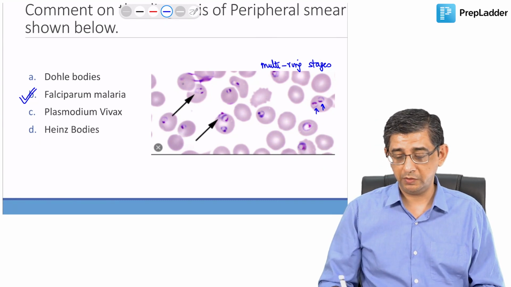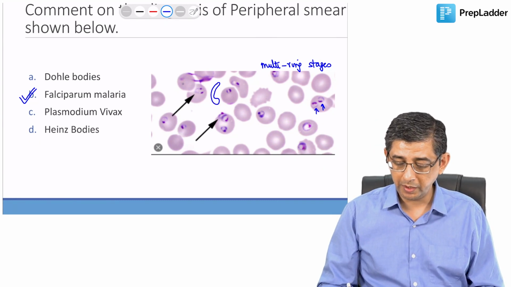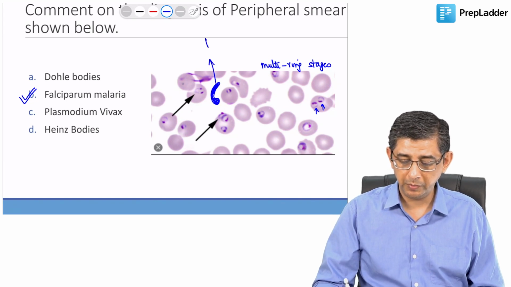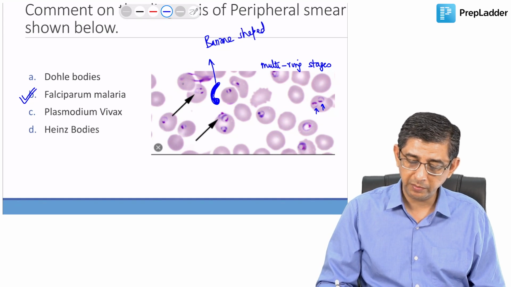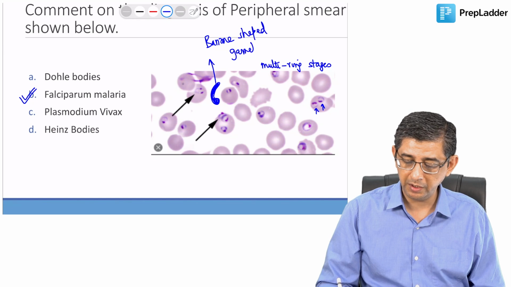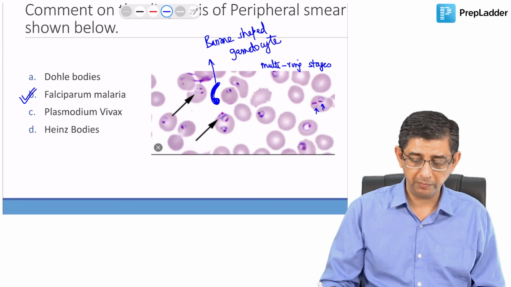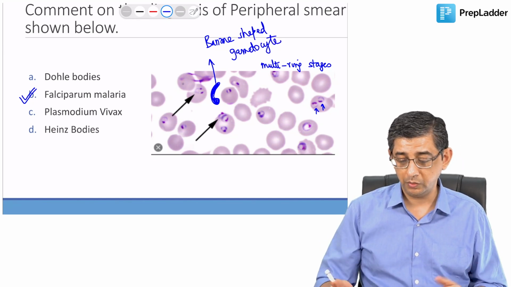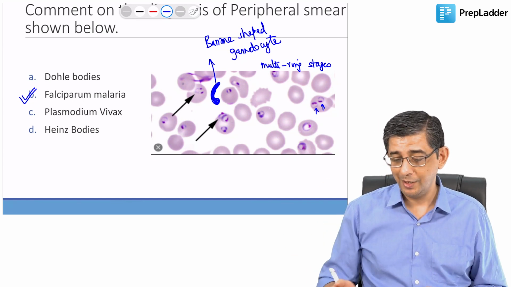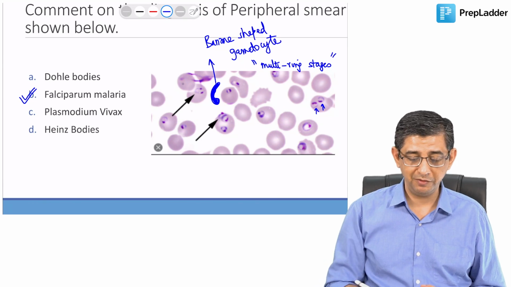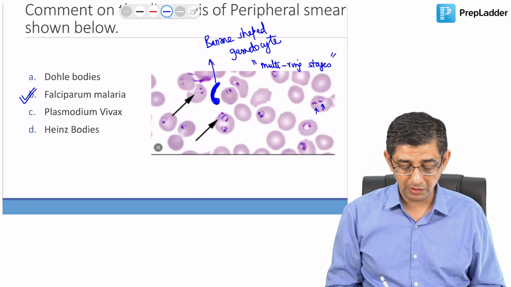In the previous sessions of the exam, they made it easy by incorporating a blue shadow like this that I'm drawing right now. I think all of you are familiar with the banana-shaped gametocyte. Just like you remember that the banana-shaped gametocyte is a feature of falciparum malaria, this time he removed it because he thought he'd make it difficult for you. But you guys are brilliant chaps, you still cracked the question right. Multiple ring stage is going to be a feature of falciparum. Answer to this question is option number beta.